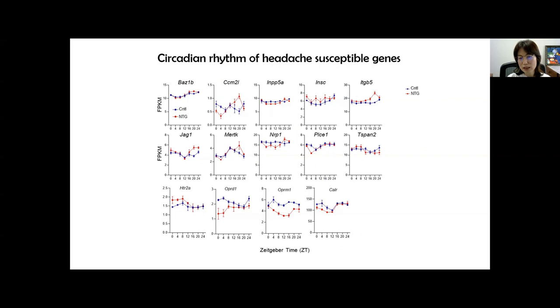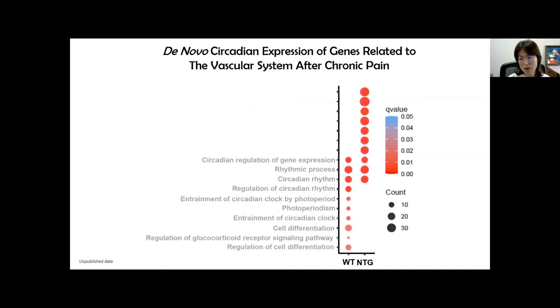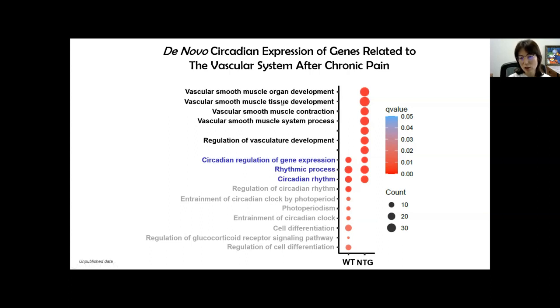And interestingly, all these headache susceptibility genes that are known to regulate headache and migraine have a much stronger response to NTG compared to the core clock genes. That NTG model actually severely changed this headache susceptibility genes' circadian response. And when we do the pathway analysis, the shared part is definitely rhythmic gene because we are doing cyclic gene analysis. And then a lot of vasculature change and then regulation of different cytokine and different headache molecule change was accumulated in the NTG group.